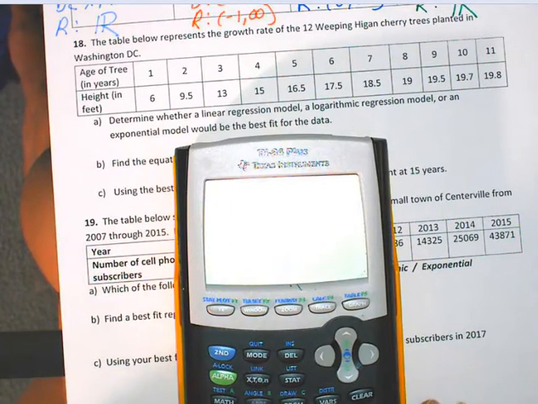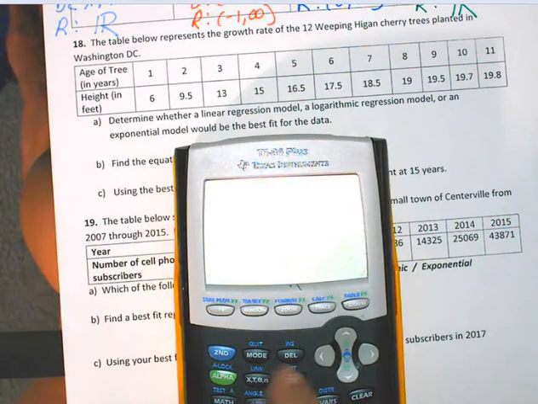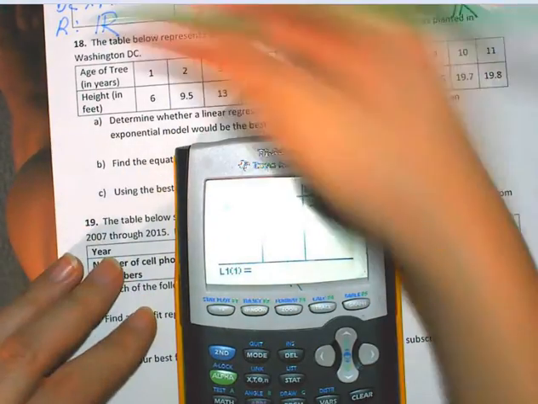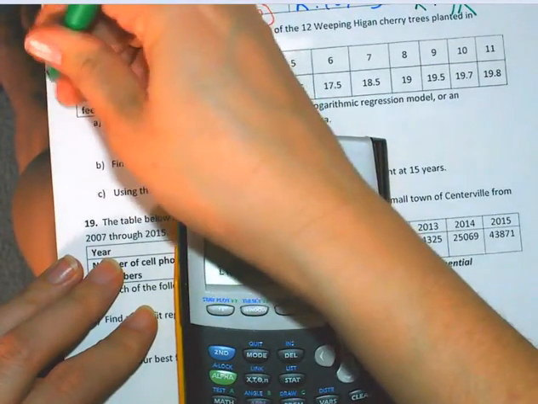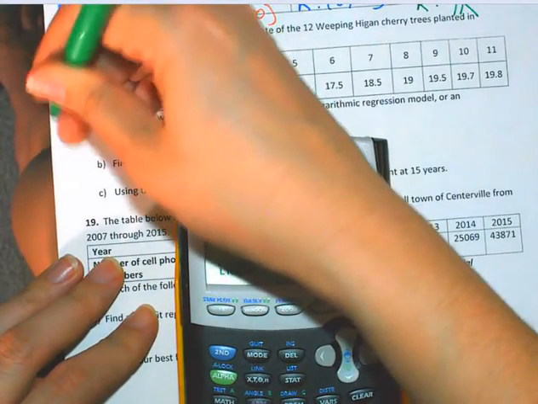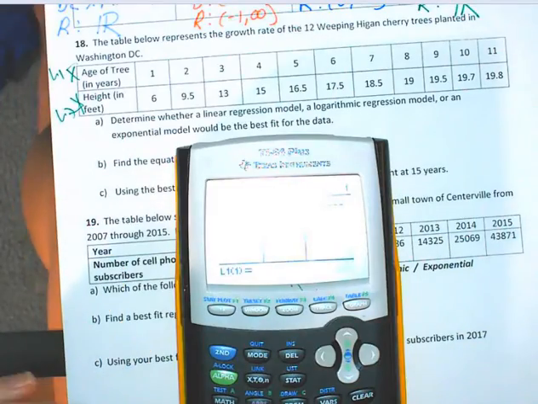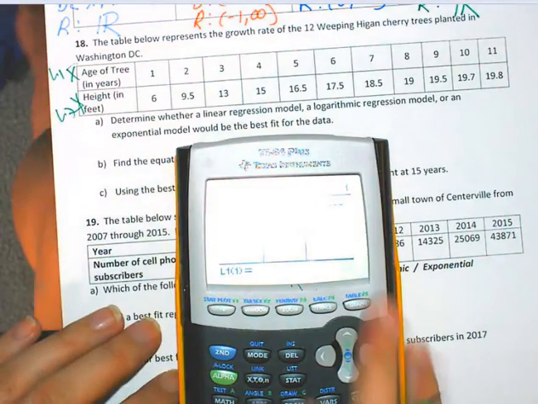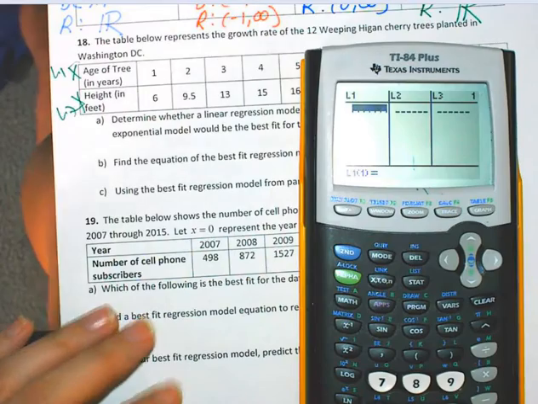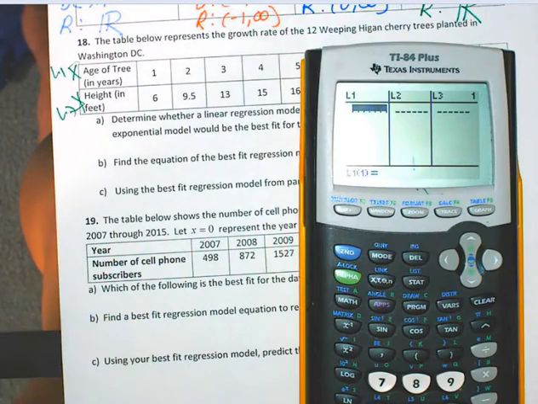Everything's all cleared. So the first step is to go into Stat, Edit, and I'm going to enter my X values in list 1, and my Y values in list 2. Okay, so go ahead and pause the video and enter your information into L1 and L2.